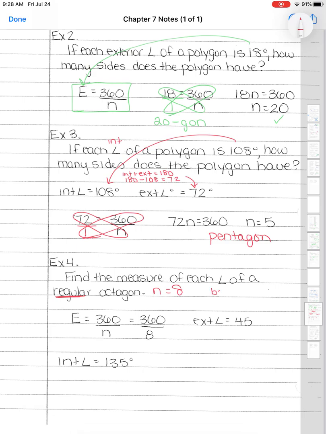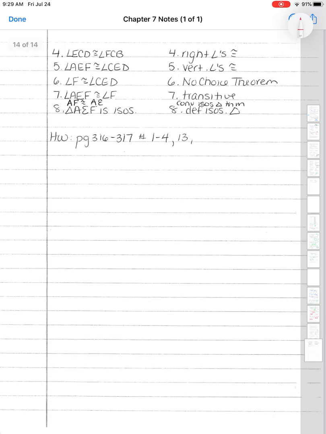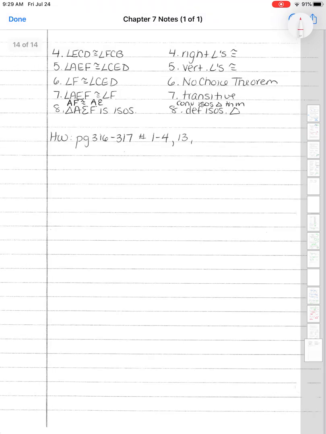Now for number 4, it says find the measure of each angle of a regular octagon. So again, the keyword is regular. An octagon has 8 sides. So we do 360 divided by 8. You get an exterior angle of 45, but the problem is it doesn't say find the measure of each exterior angle. It doesn't say anything. So you've got to get both interior and exterior. So let's make a little note, both interior and exterior because it doesn't specify. So the exterior is 45.